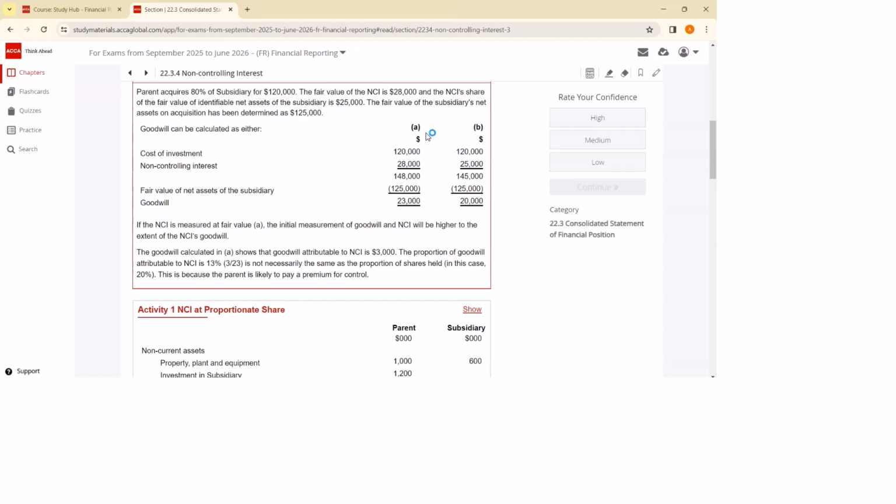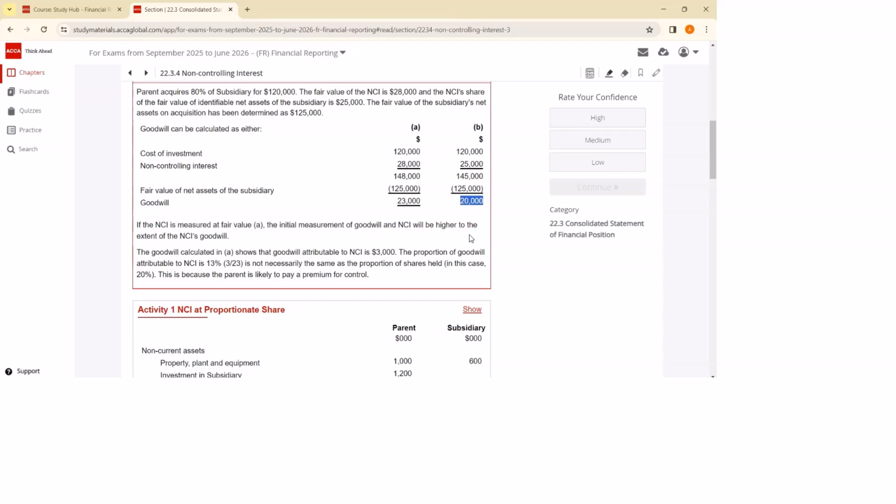Now, the exact same question and the exact same figures are solved with the proportionate share method. Over here, the cost of investment remains the same, but the difference is that the fair value of NCI is not available. So how do we calculate the value to be allocated to NCI? We take the fair value of net assets of the subsidiary company and apply the percentage of NCI to it, so 20% to get the value of NCI, and therefore you can see the value of goodwill changes.